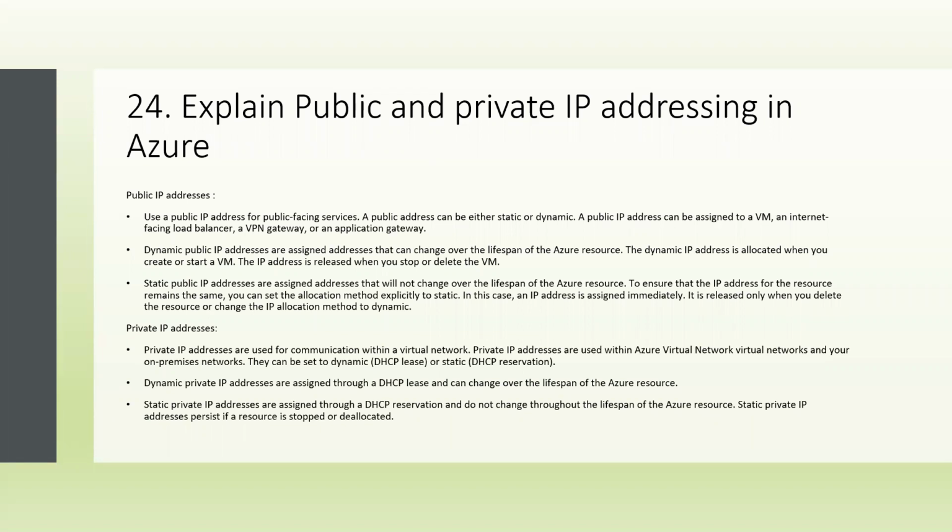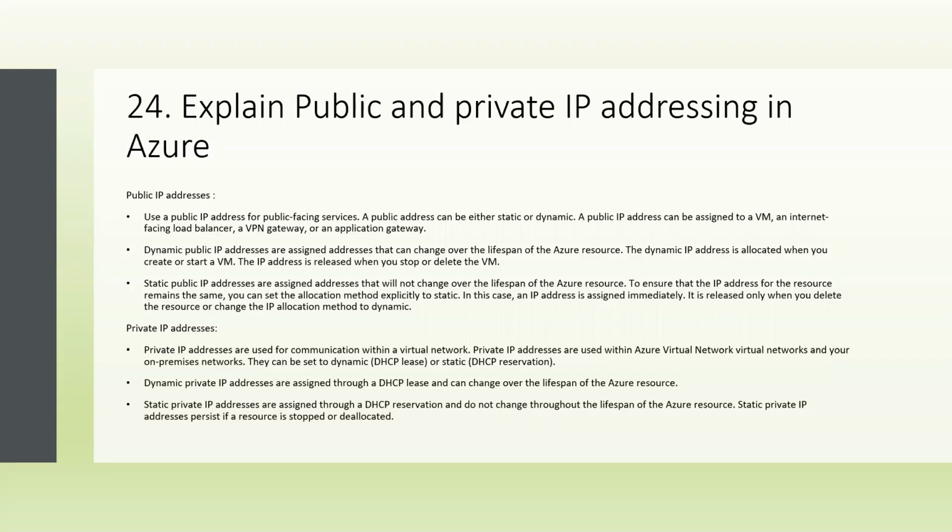Explain public and private IP addressing in Azure. Public IP addresses allow Azure resources to communicate with Internet and other Azure public-facing services like Azure Redis Cache. Private IP addresses allow communication between resources in a virtual network along with those connected through a VPN without using an Internet routable IP addresses.